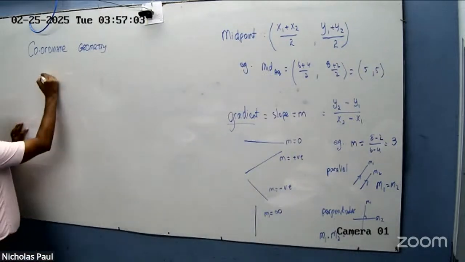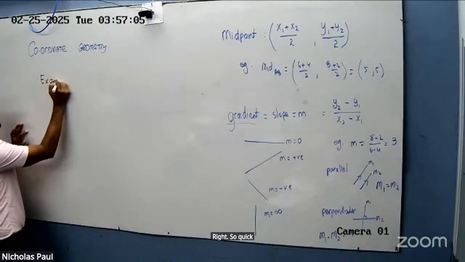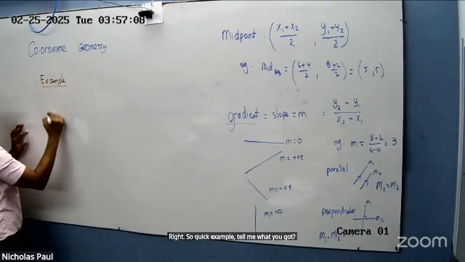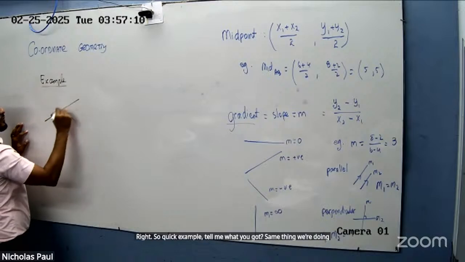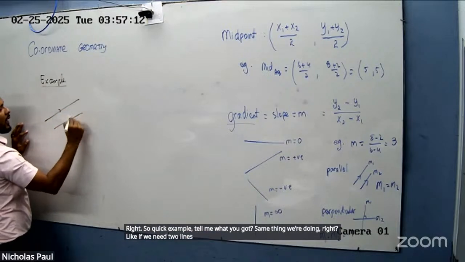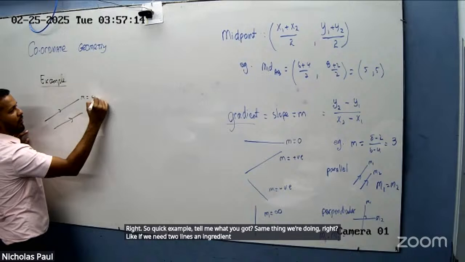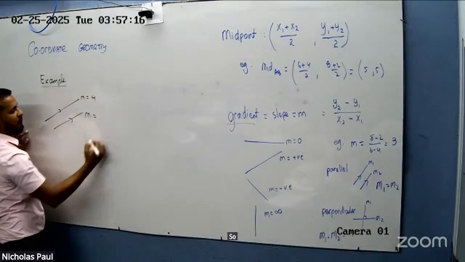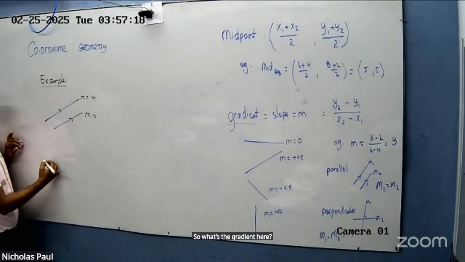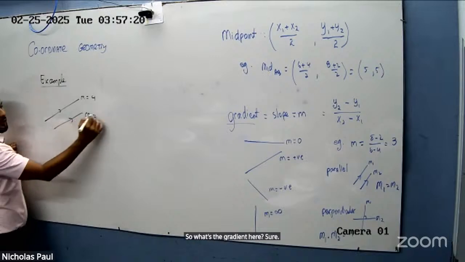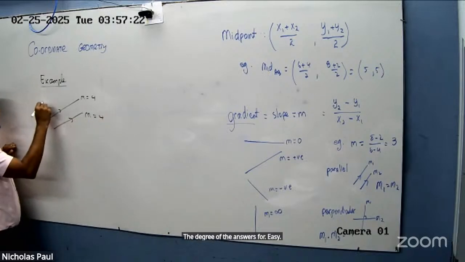Quick example, tell me what you get. I'm giving you two lines, and the gradient here is 4. So what's the gradient here? The gradient here is 4. Easy. It's not negative.